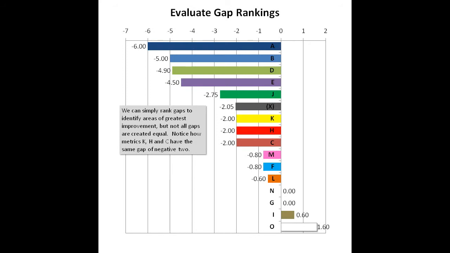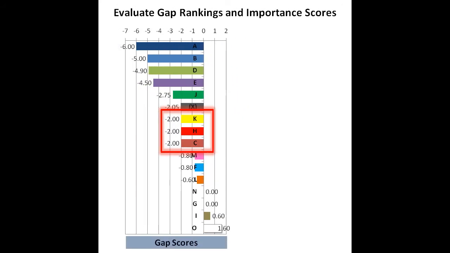The first thing I want to point out is not all gap measurements are equal. Let's just use the example here, K, H, and C. Now you can see they all have a negative 2.0 gap. Now, if you had these and you were planning service improvements or employee improvements, whatever it is, which one would you prioritize first as improving? Some would say, well, all of them. They're all equal in their area of improvement.